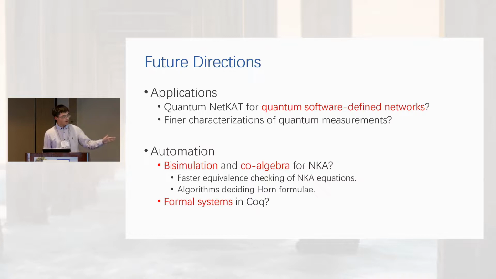The second part is about automation of NKA. As we have noticed, there is a close relation between NKA and weighted automata over extended natural numbers. So maybe we can use bisimulation and coalgebraic techniques to accelerate the decision procedures related to NKA. We can also imagine a formal system in Coq that builds the relations for NKA, and we can get mechanized proofs of the equations for NKA.